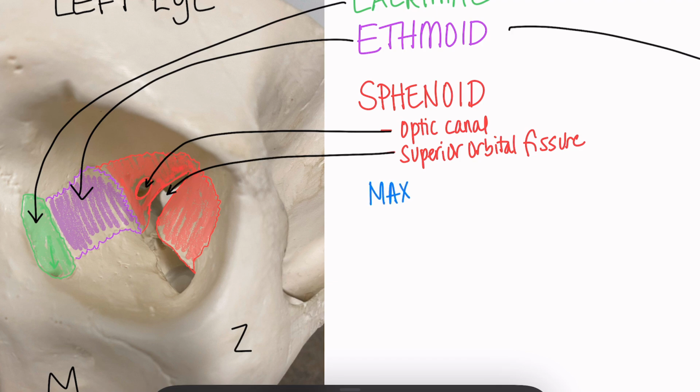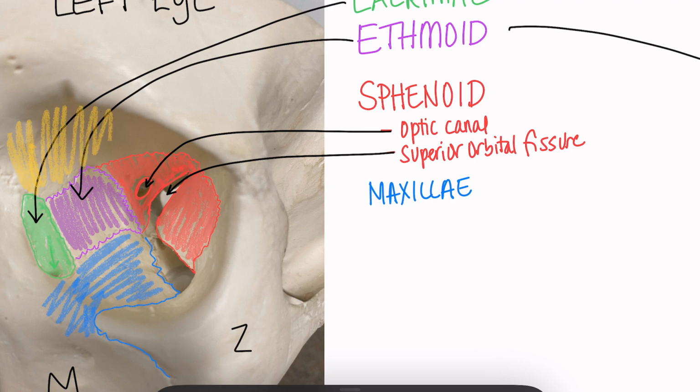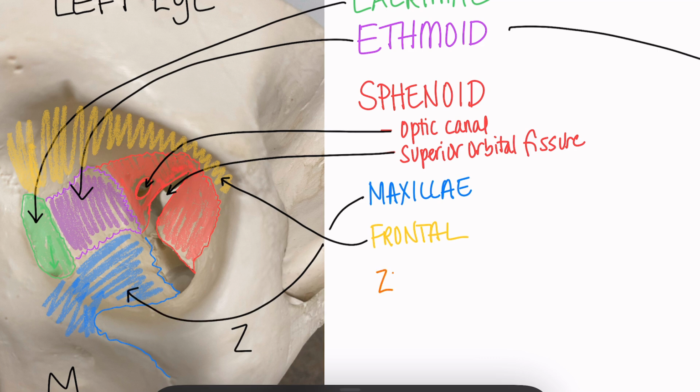The maxilla makes up the bottom of the eye orbit. I think it goes something like this in this picture. And then you can see the zygomatic makes up a little bit of the side, and then the frontal makes up the top. See, the frontal is in yellow. Got my lines mixed up.